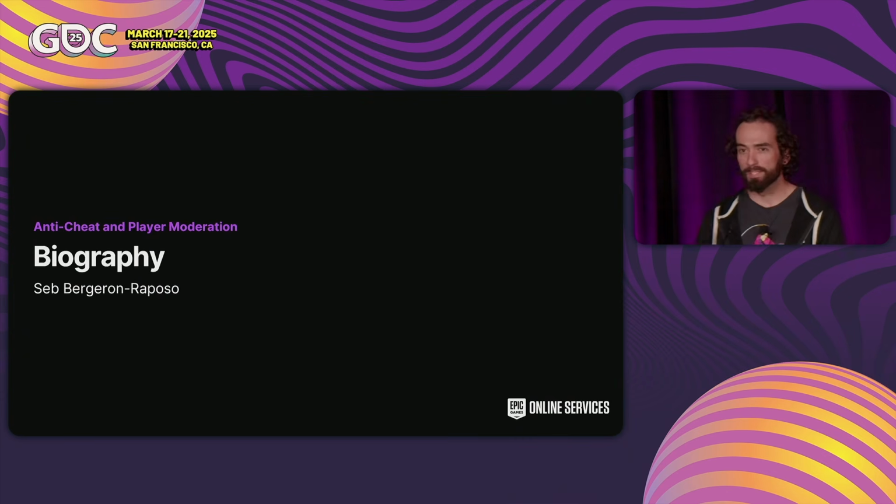A little bit about myself. My name is Seb. I work on Epic's technical developer relations team. I specialize in EOS. I've been working in this role for about 3 years, working with EOS for more than 4. I've helped numerous developers ship games that use EOS.